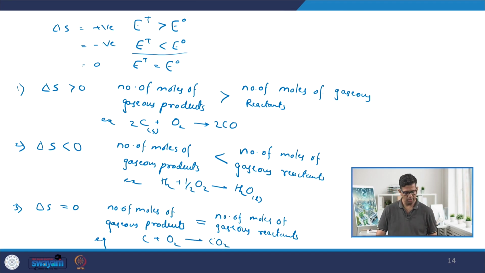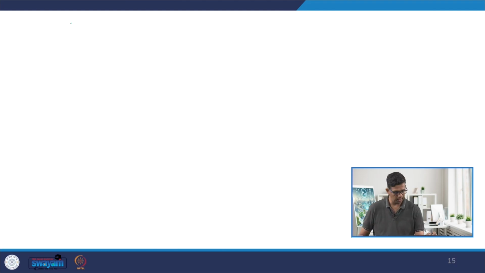So, here if you see, 1 mole of oxygen is getting converted into 1 mole of carbon dioxide. So, the number of moles of gaseous products is equal to the number of moles of gaseous reactants. So, in this case there will be no entropy change, and if we calculate the enthalpy and ultimately the reversible cell potential at arbitrary temperature T, it will be equal to its reversible cell potential at standard temperature. So, we write this up again.